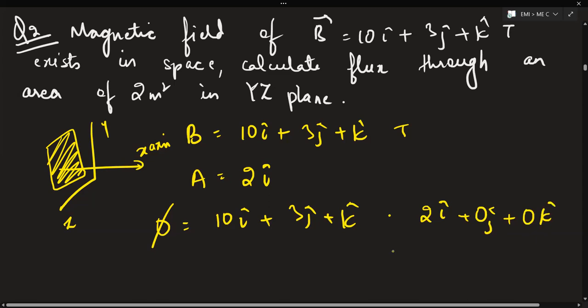Now see this, all these multiplied by 0. This gives you 10 into 2, that is 20. i cap dot i cap gives you 1, so only 20 vectors. This is the answer. Just note it down quickly. Any doubts till now?